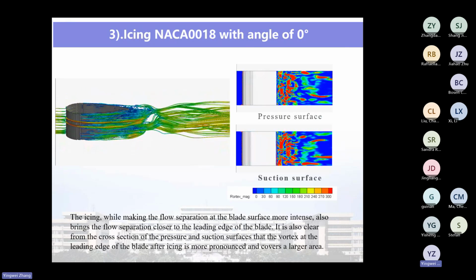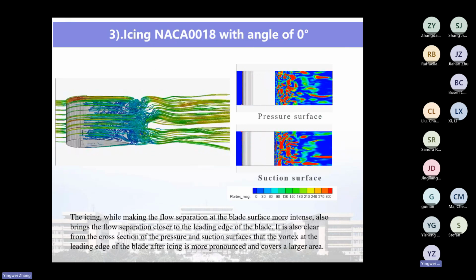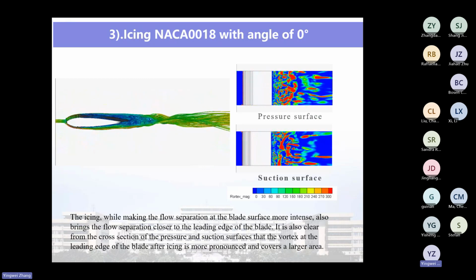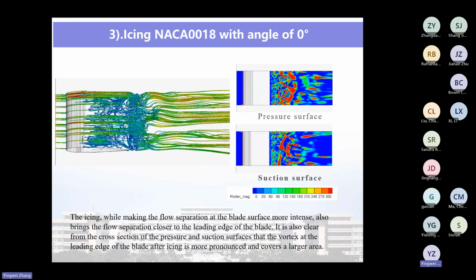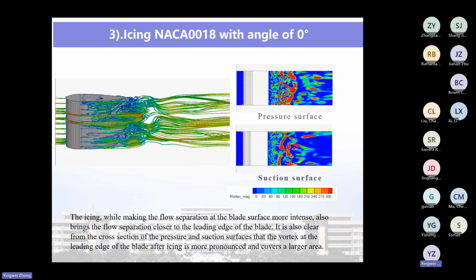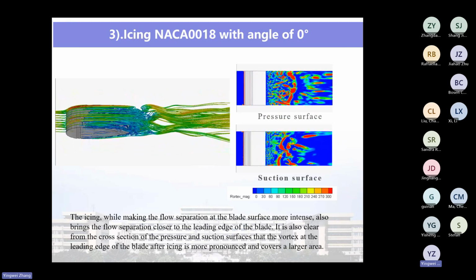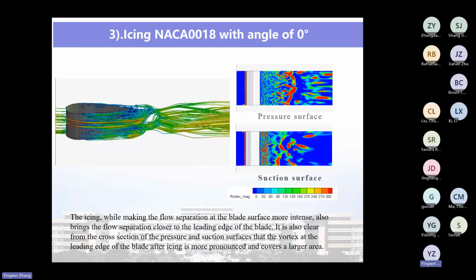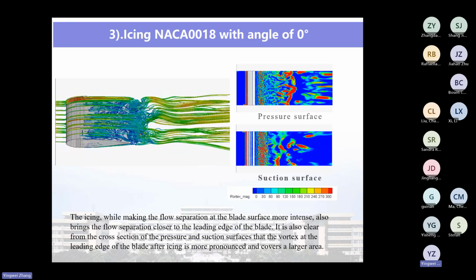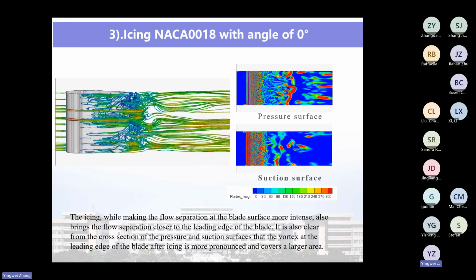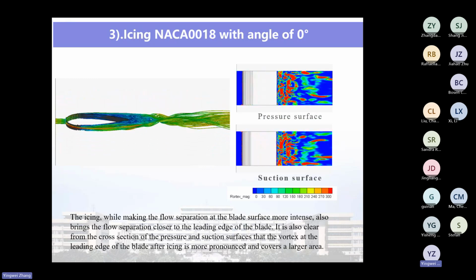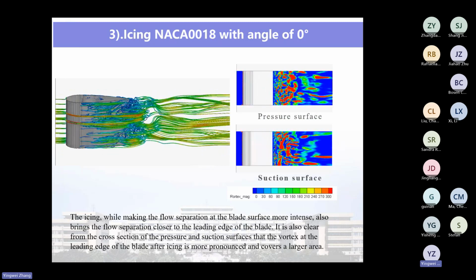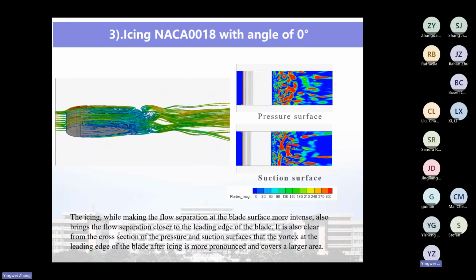The figure on the left shows the streamline around the blade. As can be seen from the figure, the icing makes the flow separation at the blade surface more intense, also bringing the flow separation closer to the leading edge of the blade. This will disrupt the blade performance. It is also clear from the cross section of the pressure and the suction surface that the vortex at the leading edge of the blade after icing is more pronounced and covers a larger area.